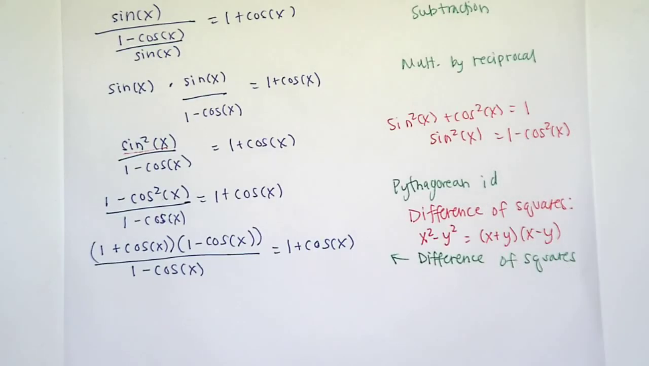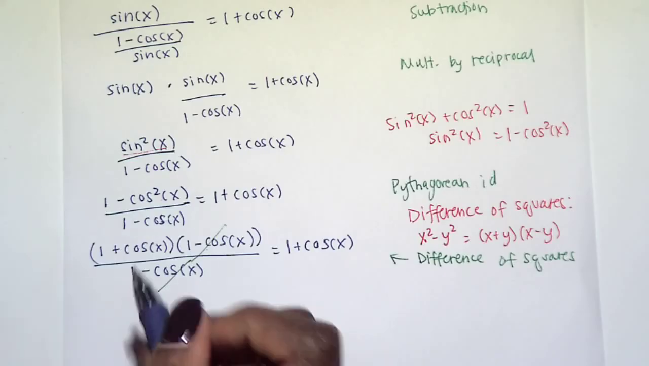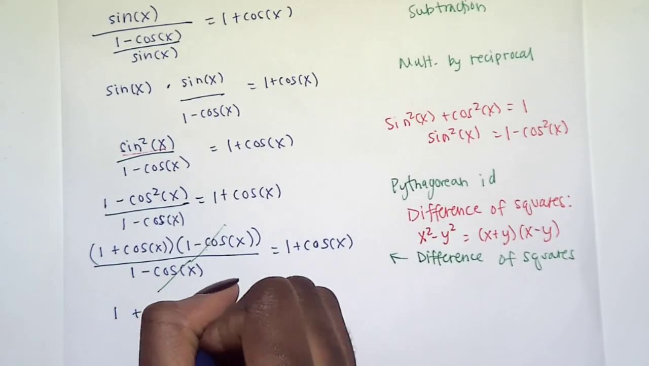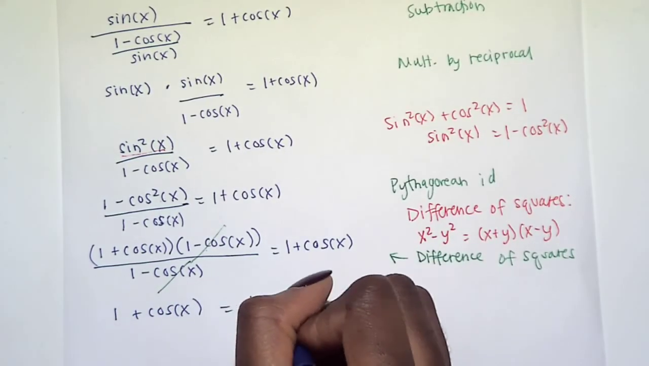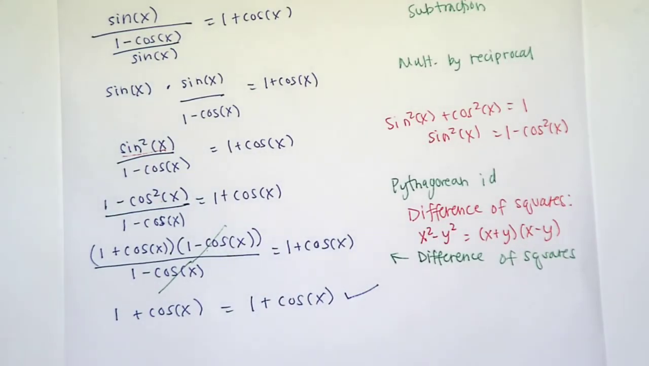We are so close. All right, so what do we notice? 1 minus cosine x on the top, 1 minus cosine x on the bottom. We're just left with 1 plus cosine of x. Well, that is exactly what we were hoping to get. So we just verified this identity. All right, so that is the end.